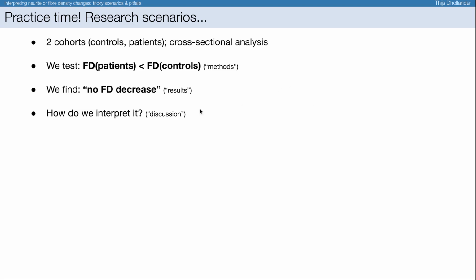But then comes the real challenge. How do we interpret this? What do we write in our discussion section? Some people tend to replicate their results in the discussion section. I find that rather boring. You better go a little bit further if you understand your metrics well. All right, decrease in FD was tested, was not found. How do we interpret it?